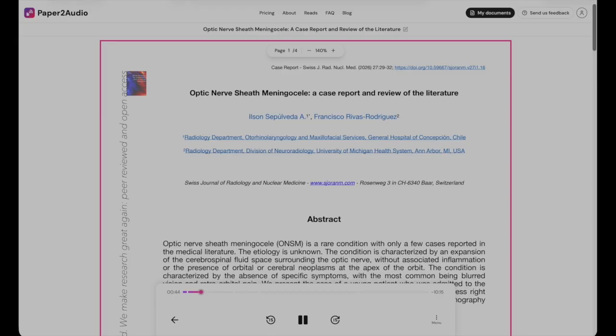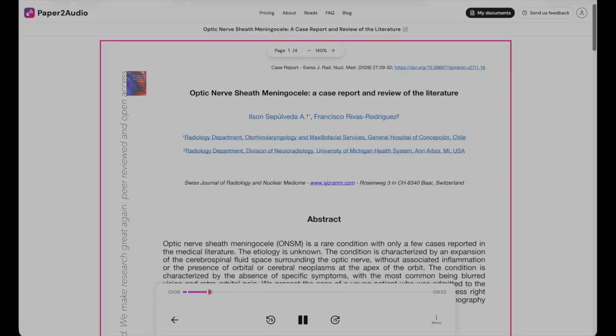We present the case of a young patient who was admitted to the emergency department at an external hospital. A clinical examination revealed painless right exophthalmos. No additional neurological symptoms were observed. A computed tomography, CT, scan and magnetic resonance imaging, MRI, revealed an ONSM.